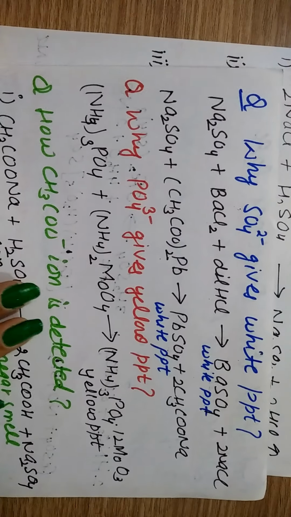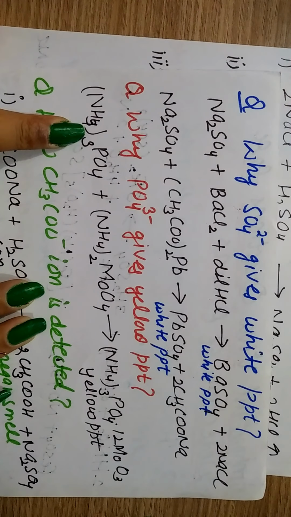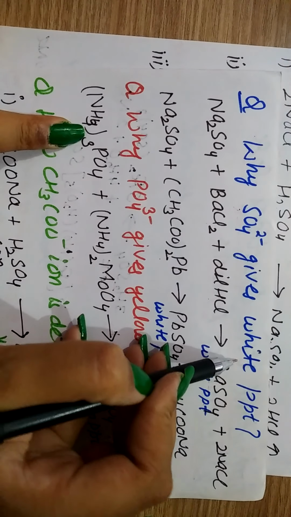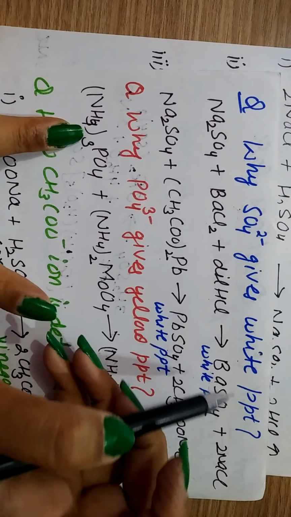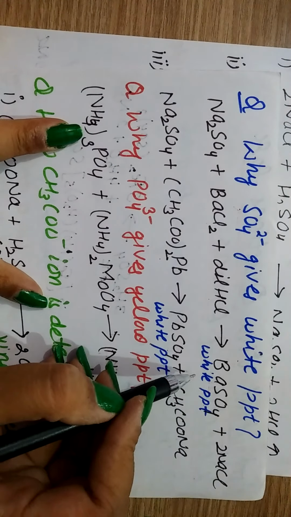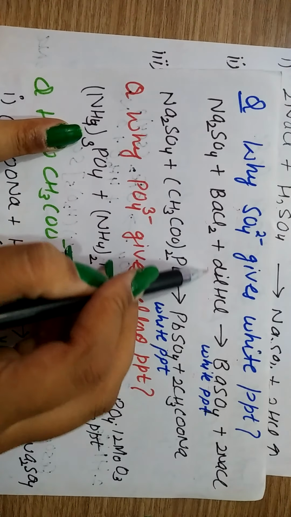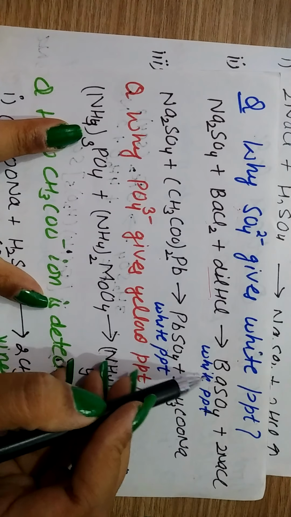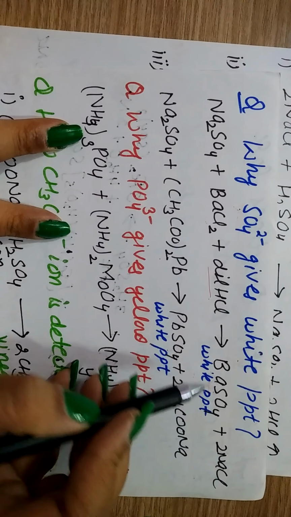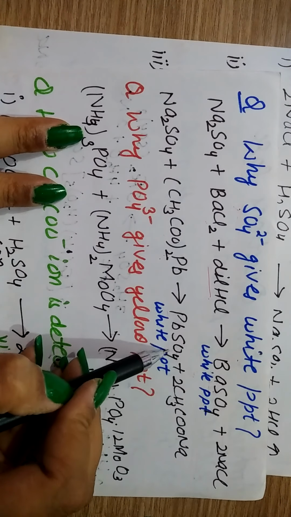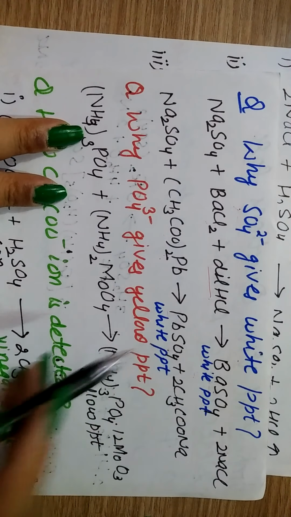Now, questions related to sulfate anion. Why does sulfate ion give us a white PPT? It can give us a white PPT in two cases. Firstly, when it is treated with barium chloride and dilute HCl, it gives us a white PPT of barium sulfate. Another, when it is treated with lead acetate, it will give us a white PPT of lead sulfate.